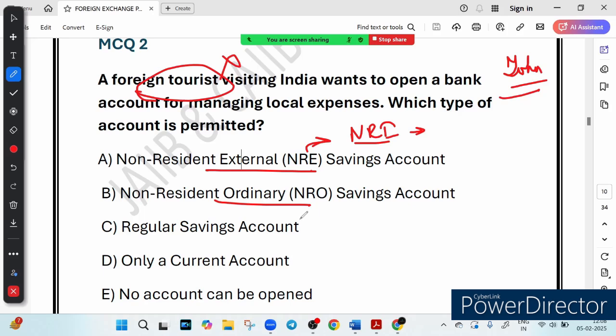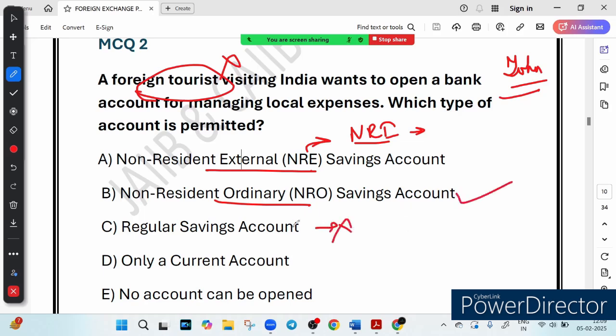Let's say John from Canada, right? He is traveling in India for 2 months. So he wants a local bank account to handle his expenses. So he can open an NRO account depositing Canadian dollars, that is CAD, and withdraw money in Indian rupees for travel and shopping. Right, so that is why option B is correct.